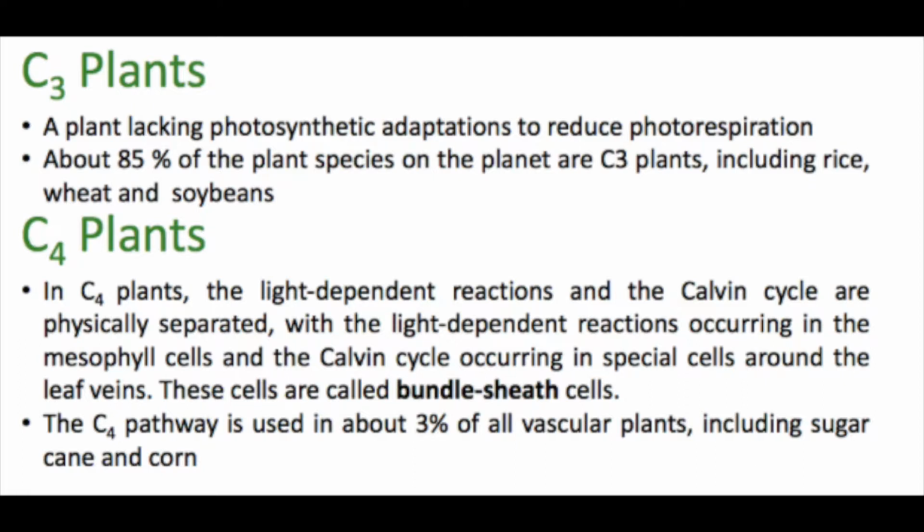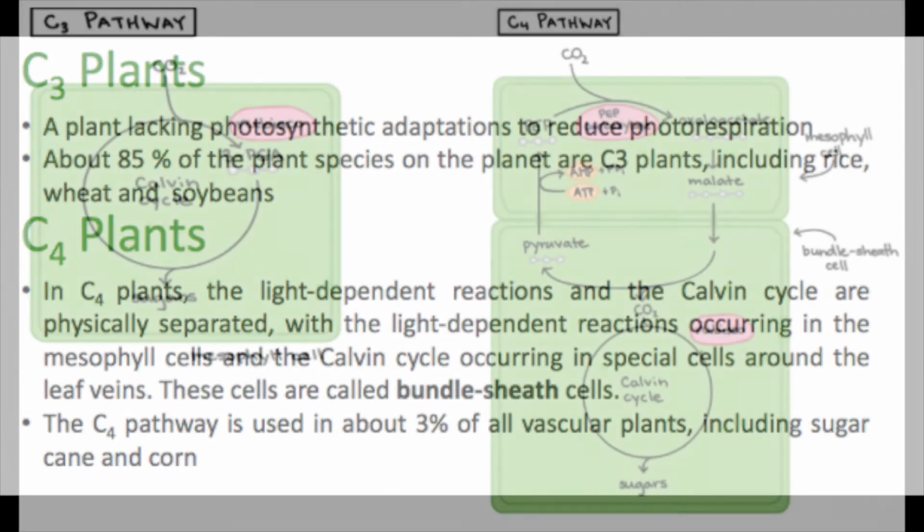C4 plants. In C4 plants, the light-dependent reactions and the Calvin cycle are physically separated, with the light-dependent reactions occurring in the mesophyll cells and the Calvin cycle occurring in special cells around the leaf veins. These cells are called bundle sheath cells. The C4 pathway is used in about 3% of all vascular plants, including sugarcane and corn. C4 plants are common in habitats that are hot, likely because in hot conditions the benefits of reduced photorespiration exceed the cost of ATP used to move CO2 from the mesophyll cell to the bundle sheath cell.